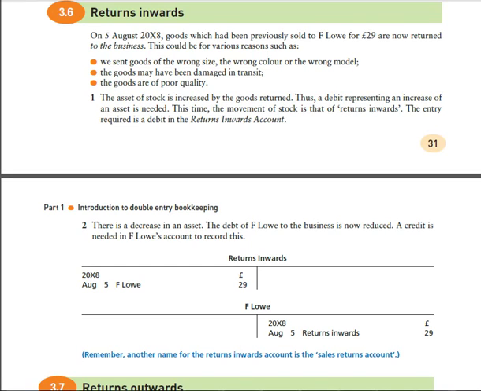which means that there is a decrease in the asset that F. Lowy was owing to us, or the asset that F. Lowy represented to us. So because there's a decrease in asset, we would credit the account by £29. So to sum up the return inwards entry, the return inwards account is always debited because it corresponds to an increase in the stock account, and the corresponding credit would be either the debtor's account, which is reduced, or if we were to pay cash in exchange of the goods that we received in, we would credit the cash account.